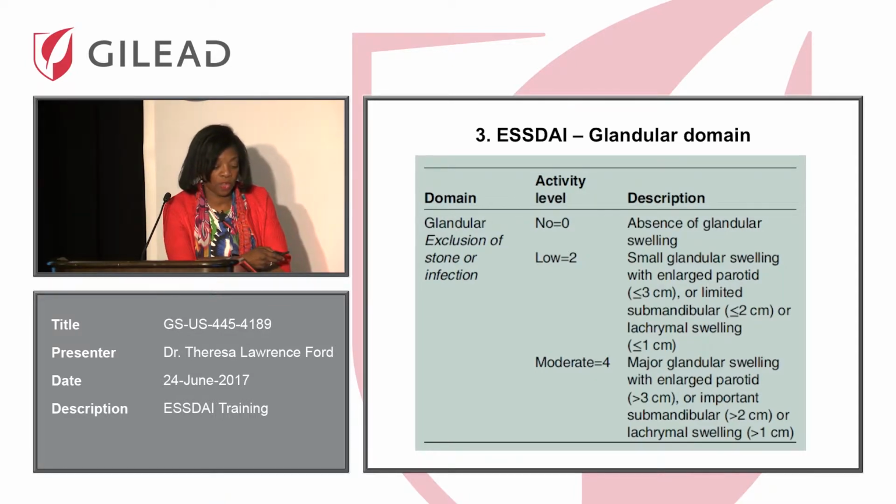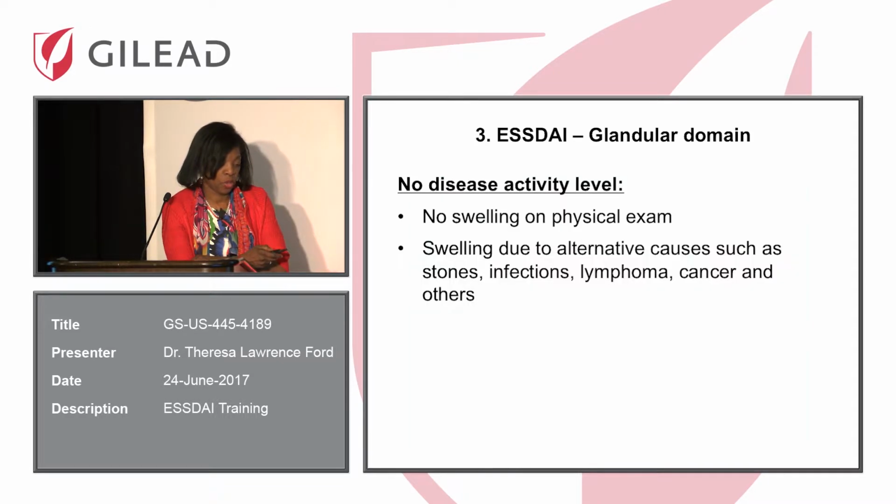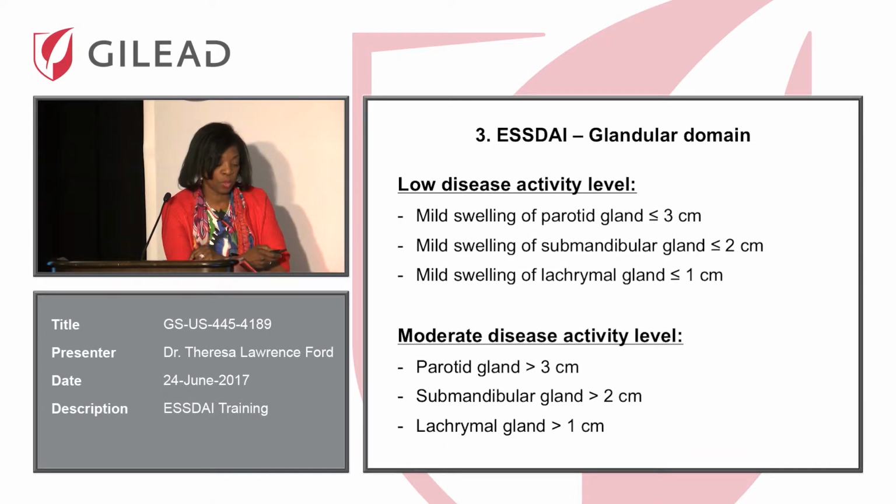Moderate would give you an activity level of 4, and this would be, as opposed to small, major glandular swelling with enlarged parotid, now 3 or greater, or submandibular, 2 or more, or lacrimal, 1 or more centimeters of enlargement. So in the glandular domain, no activity if there's no swelling, and any swelling due to alternative causes, such as stones, infections, lymphoma, cancer, and others, is going to be excluded. Low, again, remembering mild swelling in that category: parotid less than 3, submandibular less than 2, lacrimal less than 1, in that order, and I just mentally draw a little line. And moderate being parotid greater than 3, submandibular greater than 2 centimeters, and lacrimal greater than 1.